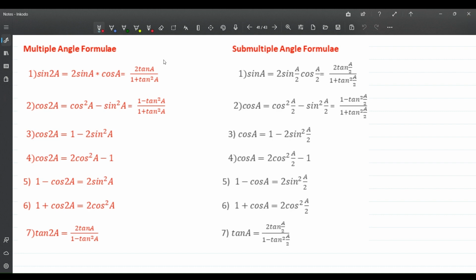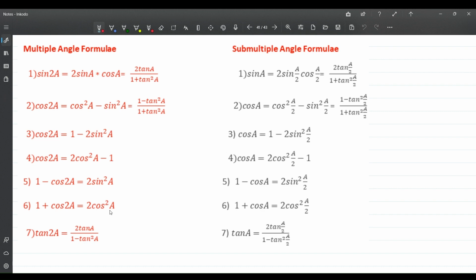Then fifth one, which is derived from this formula: 1 minus cos 2a, this minus cos 2a becomes minus cos 2a, and this minus becomes plus. So the formula is 1 minus cos 2a is equal to 2 sin square a. Next one, 1 plus cos 2a. This formula will be derived from this fourth formula. This minus 1 becomes plus 1. Therefore, the formula will be 1 plus cos 2a is equal to 2 cos square a. And tan 2a is 2 tan a divided by 1 minus tan square a.